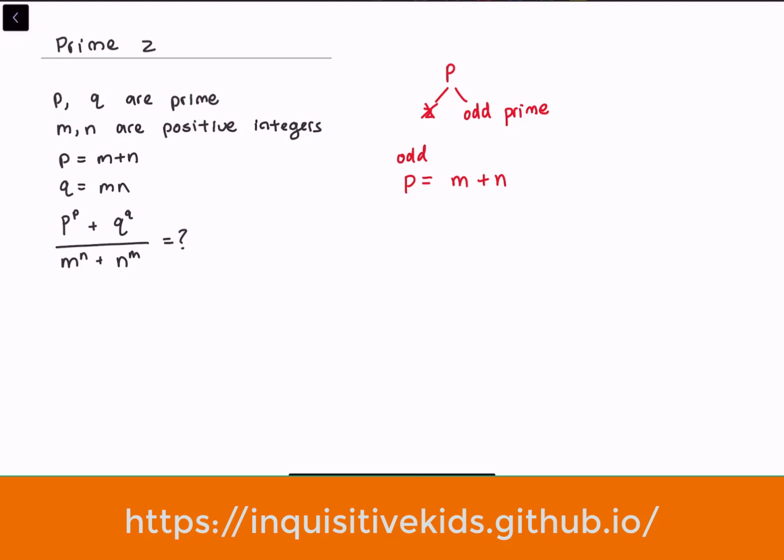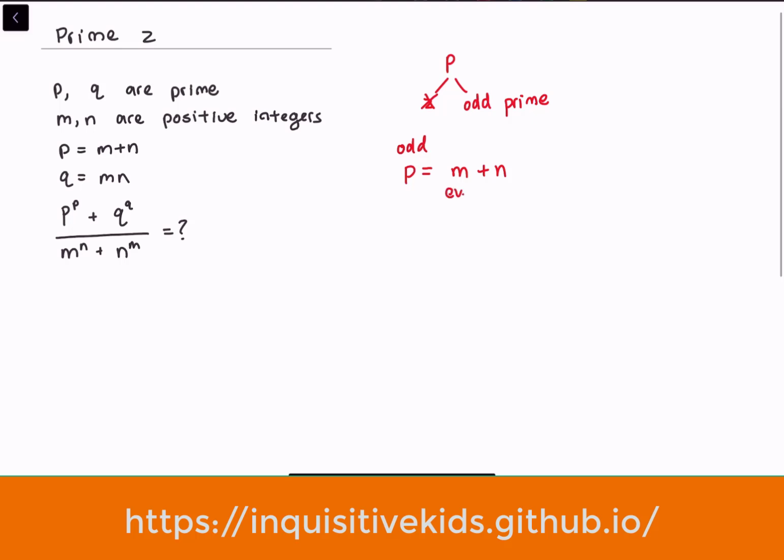If P is odd, then for M and N, one of them has to be even, and the other has to be odd. And when we look at the next equation, which is Q is equal to the product of M and N, Q has to be prime, but yet M and N, one of them is even, which means that Q is prime. It has to be prime, but it's also even. And the only number that satisfies this condition is 2, which means that Q must be equal to 2.